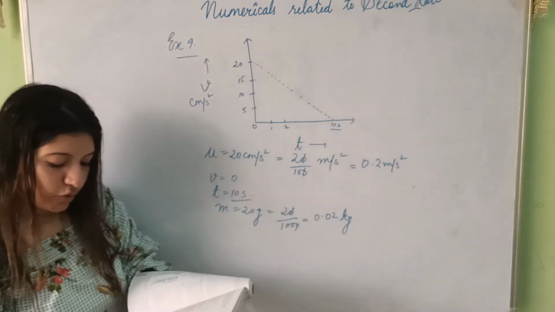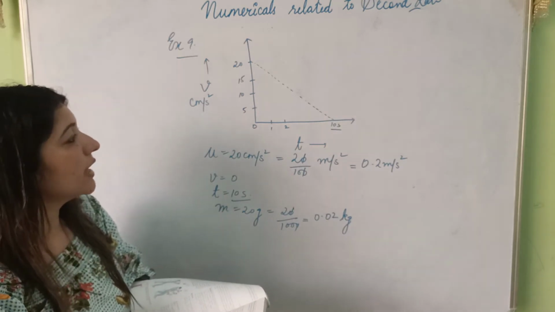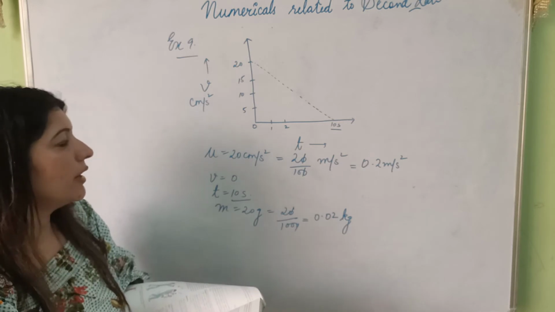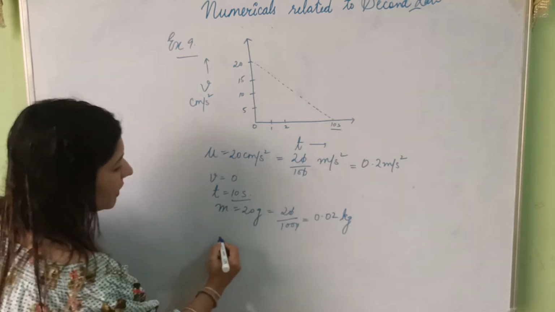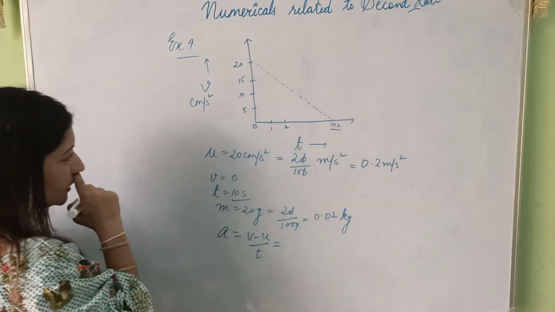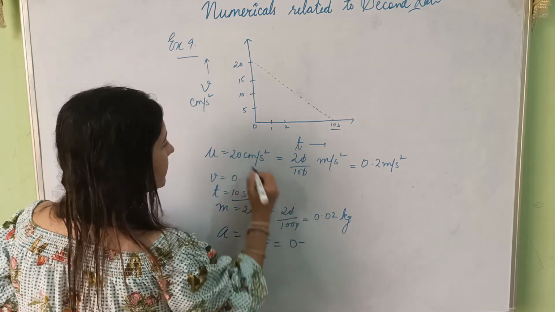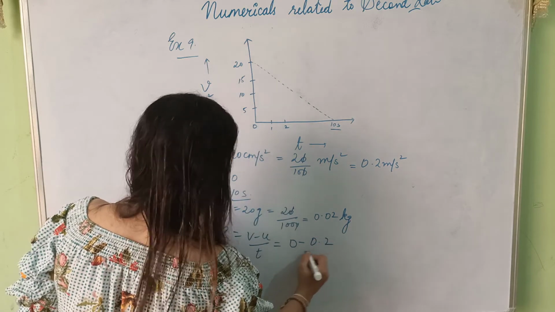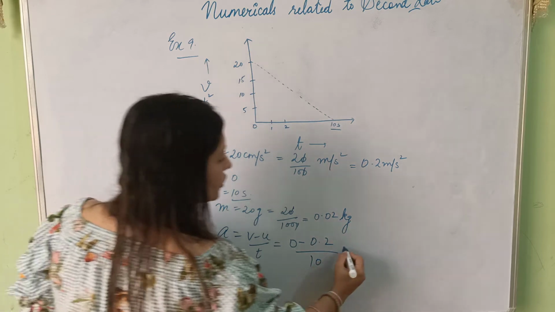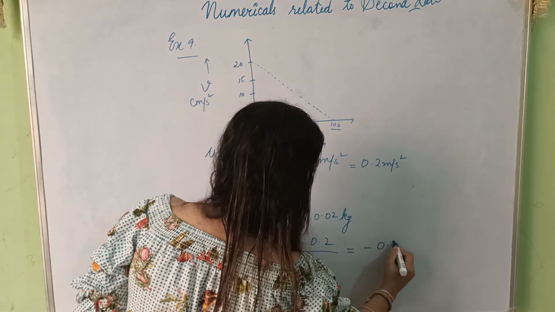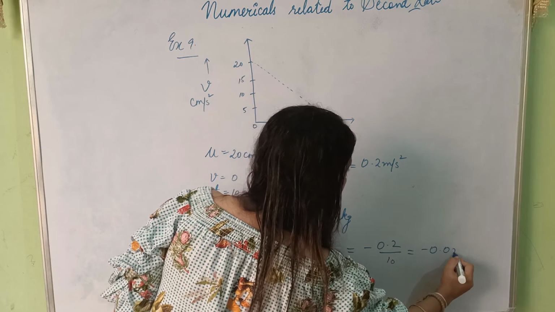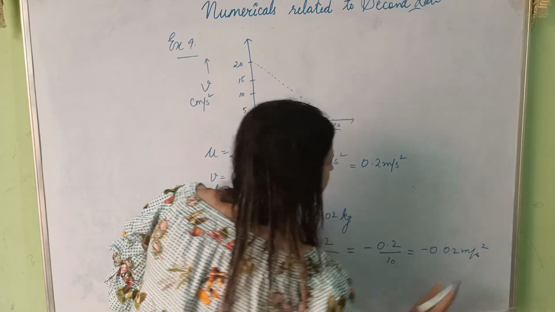Since it is a velocity time graph and it is a straight line, that means some acceleration acts on the body. Acceleration we can find out from here. a is equal to v minus u by t. So acceleration: v is 0, minus u is 0.2, divided by time t, which is given as 10 seconds. So this would come out to be minus 0.2 by 10, or I can say minus 0.02 meters per second square.